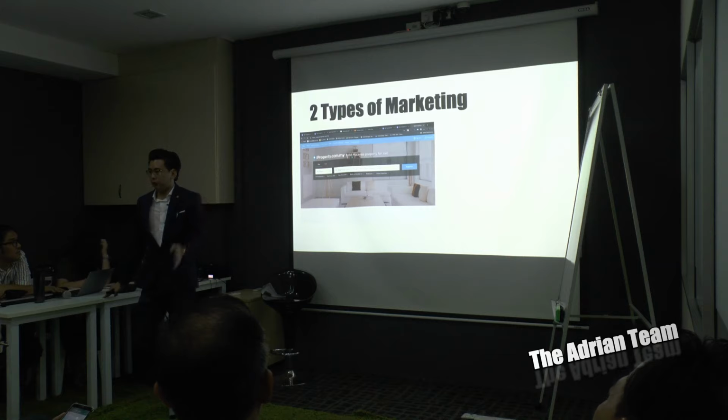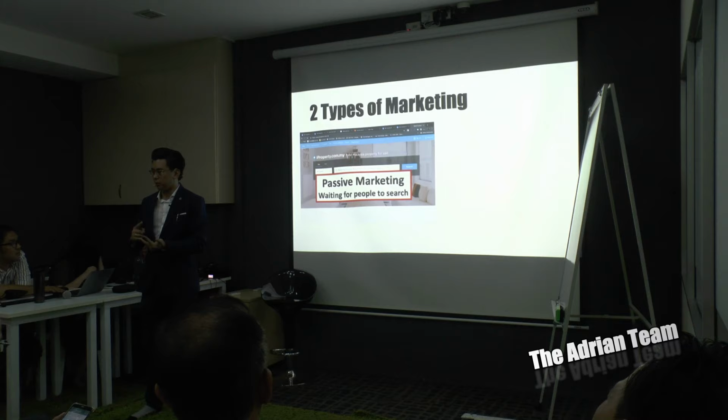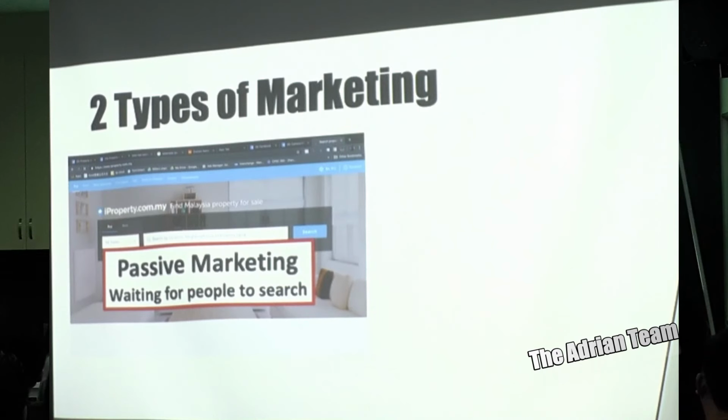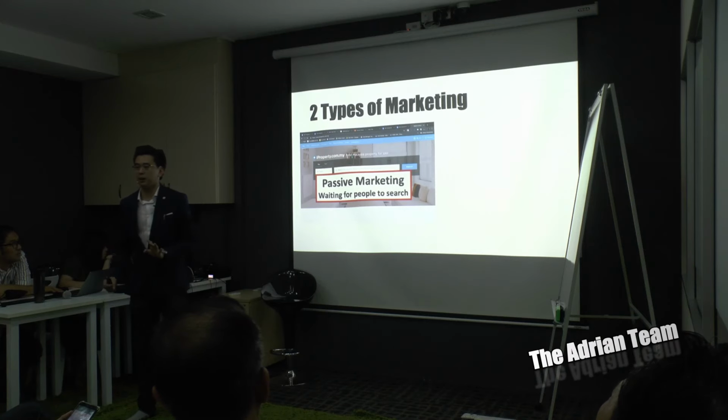So, before social media, most of the people, when they do internet marketing, they post their ad online. On what platform? iProperty, Mudah, PropertyGuru, correct? And these are all the platforms that a lot of property agents have been using. So, this right now is what we call passive marketing. Everybody say passive marketing. You know why it is called passive marketing?